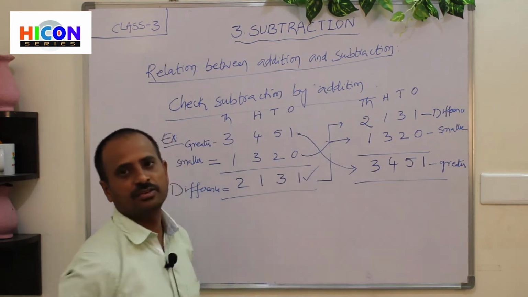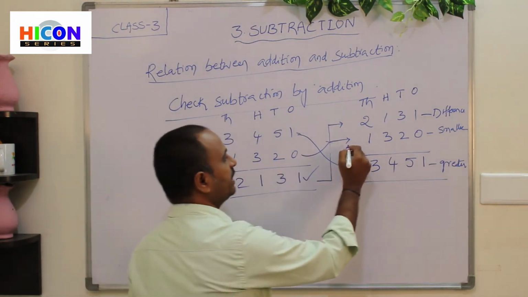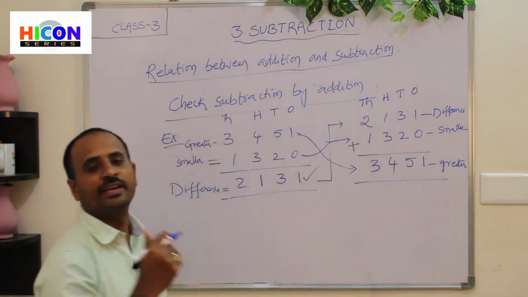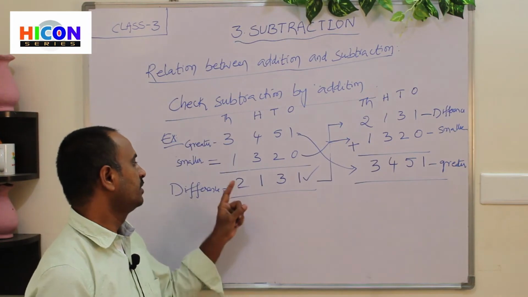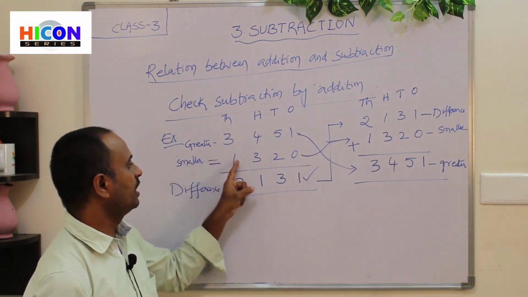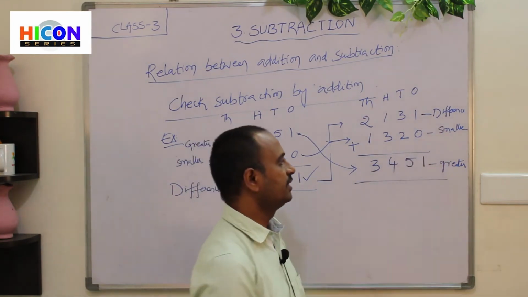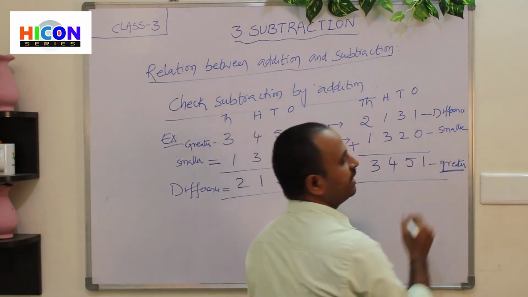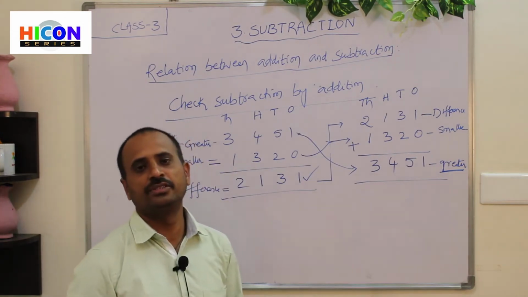So children, in this way we can check our subtraction by doing addition. So how can we check? To check our subtraction, we have to add the smaller number to the difference. Then we should get the greater number. So this is the checking of subtraction by addition.